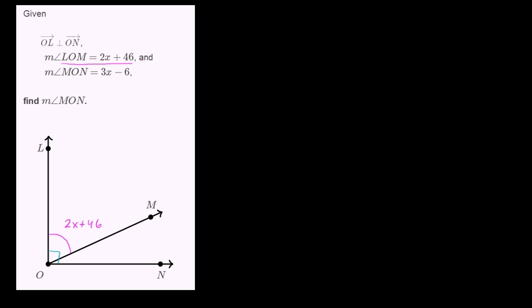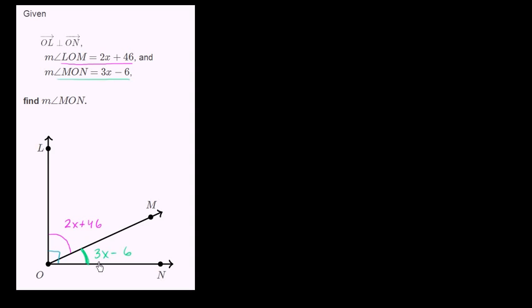And then they tell us that the measure of angle MON is equal to 3x minus 6. So MON, this angle right over here, is 3x minus 6. And so they ask us to find angle MON. So we need to find this angle right over here. And we'd be able to find it if we knew what x is. If we knew what x is, then it's going to be 3 times that minus 6.